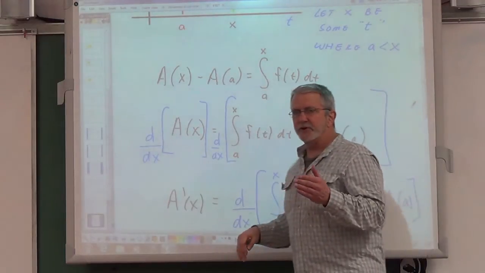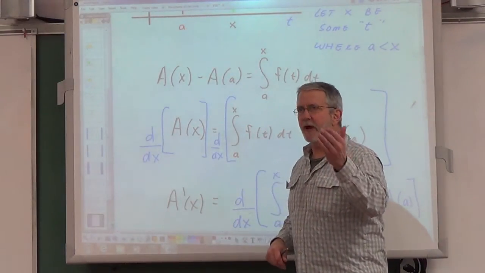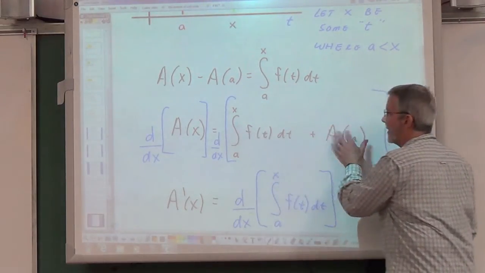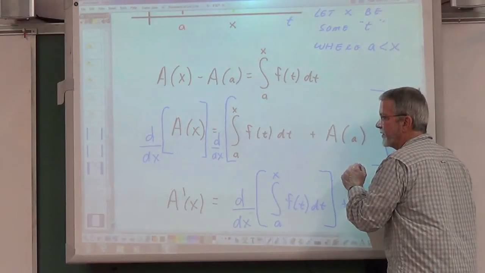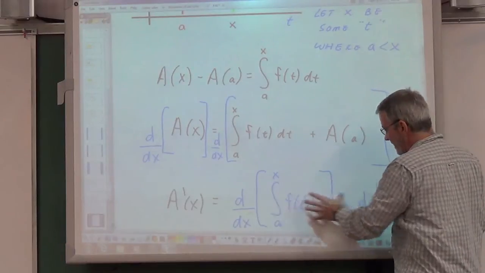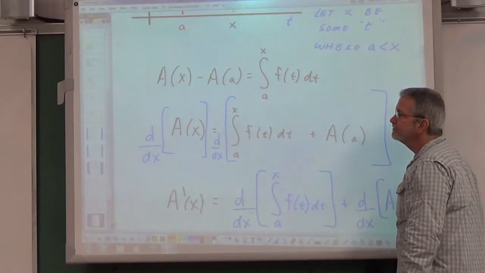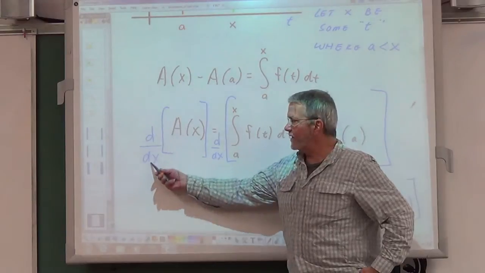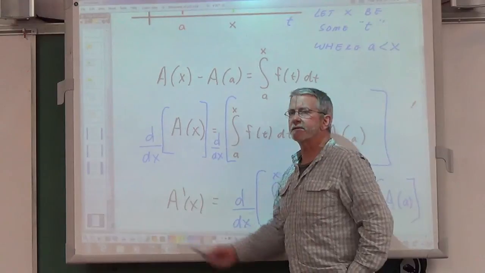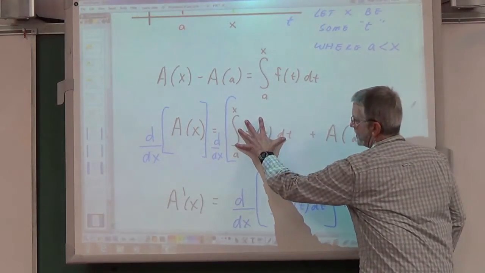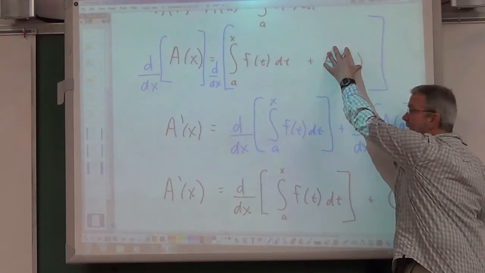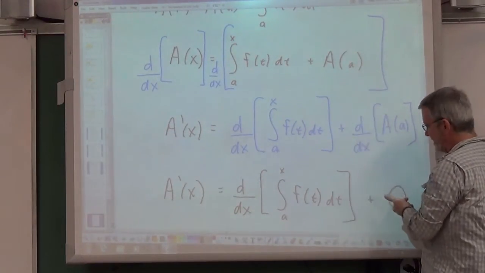And I know because differentiation is a linear operator, if you're not familiar with that term, that simply means that if I'm going to differentiate a sum, it's going to be the derivative of the pieces of the sum. Well, what's the derivative with respect to x of A of x? A prime of x. And now I'm going to differentiate this piece and differentiate this piece. Well, this is a constant, and the derivative of a constant is 0.